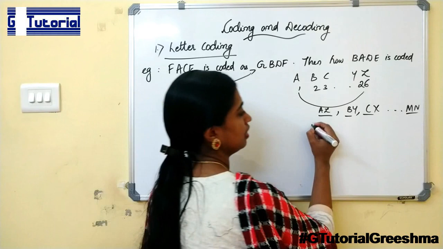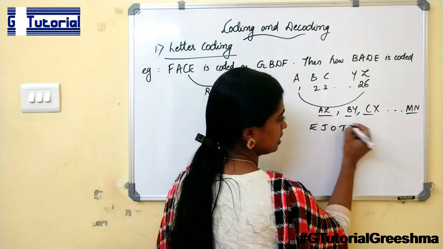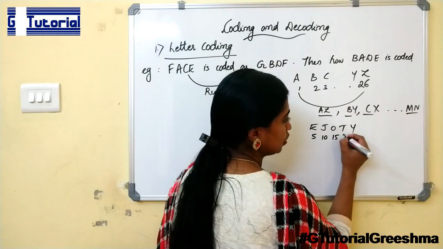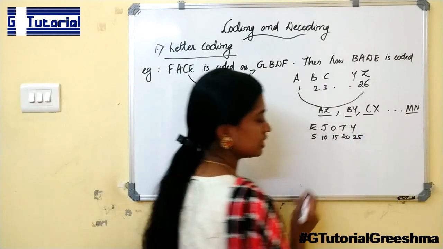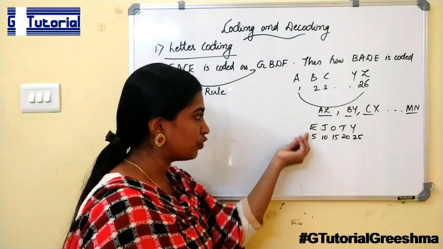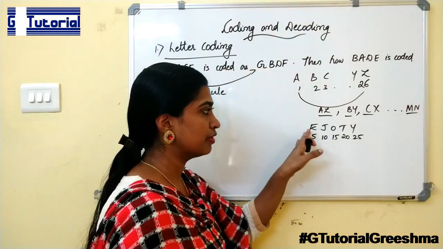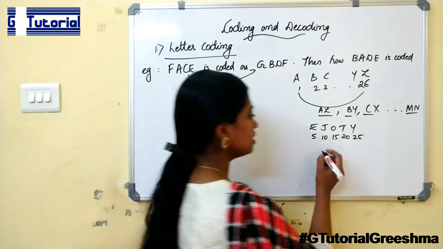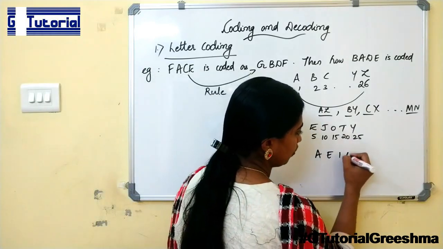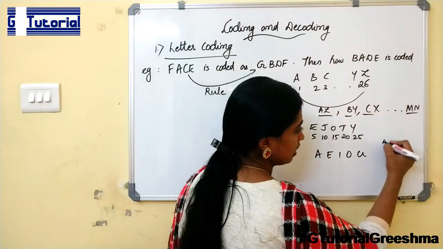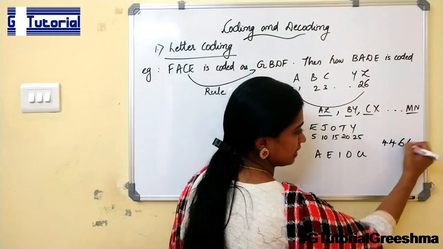Then EJOT. This is another code. 5, 10, 15, 20, 25. These are the numbers for each of these letters. To remember this, it is easy to remember the word EJOT. Another one is A, E, I, O, U. These are the vowels in the English alphabet. This can be memorized by remembering the number 4466.